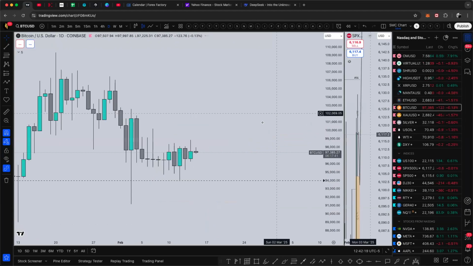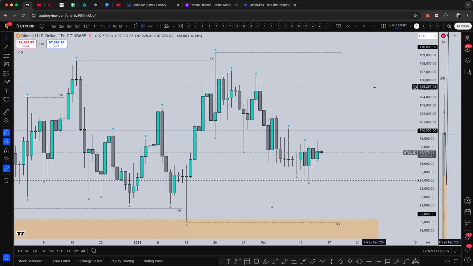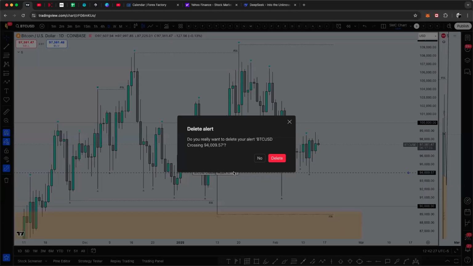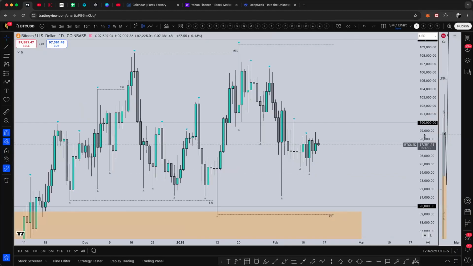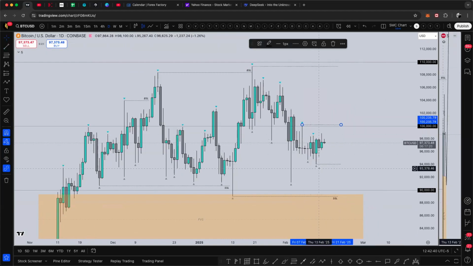Let's go to Bitcoin before we jump into currency pairs. And I want you guys to see Bitcoin at the moment. It is struggling so hard right now. Almost zero movement. Let's mark it off from here. We've been ranging right now, right?